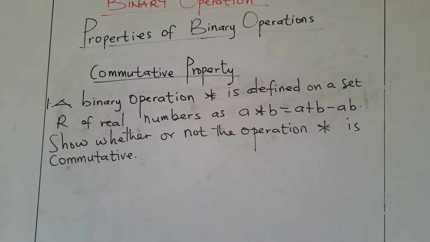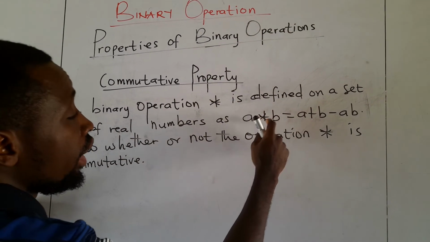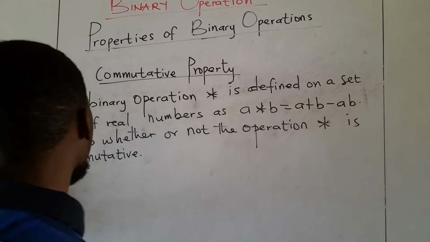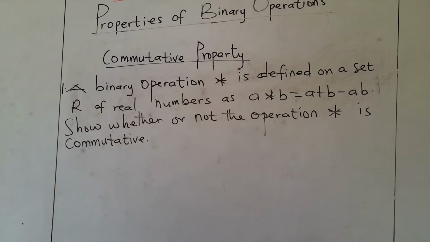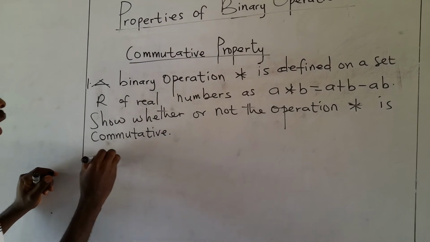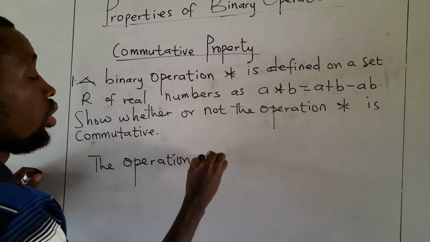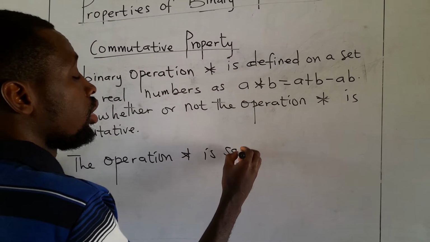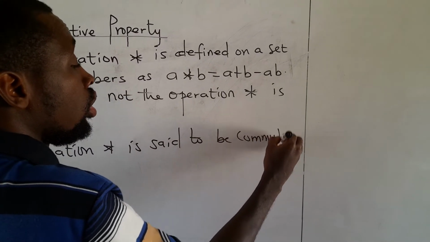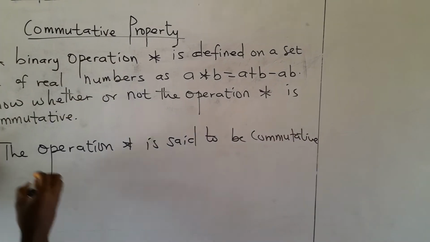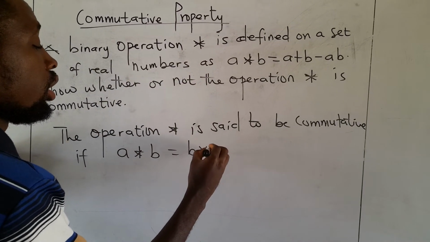So let's look at our first question. They say a binary operation star is defined on a set R of real numbers as A star B equal to A plus B minus AB. Show whether or not the operation star is commutative. So what do we say? We say that the operation star is said to be commutative if A star B is equal to B star A.